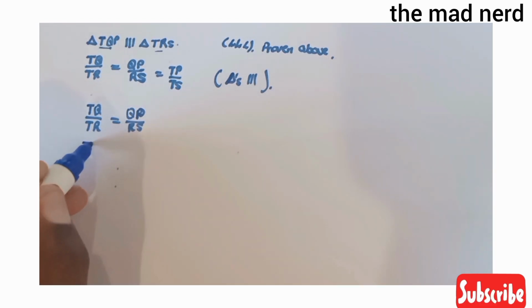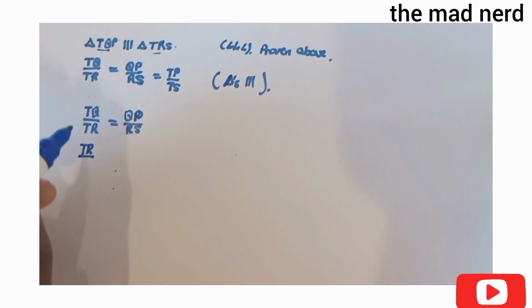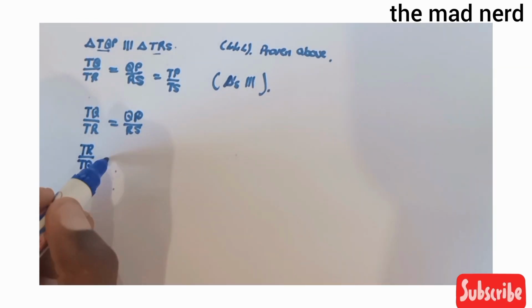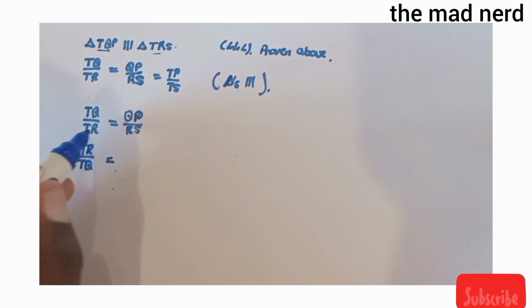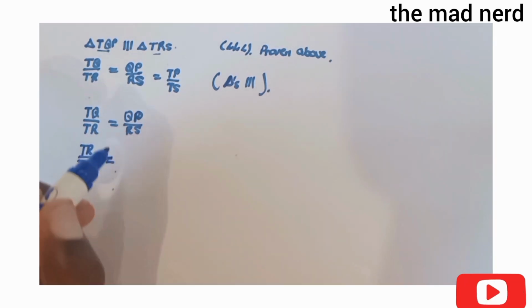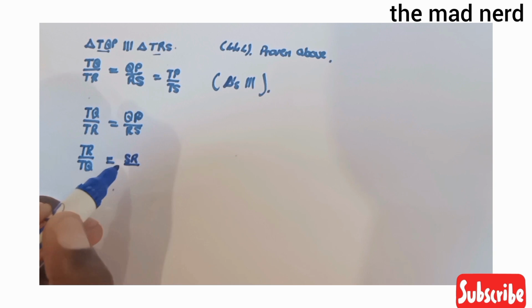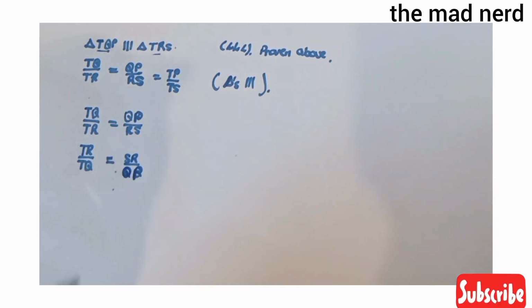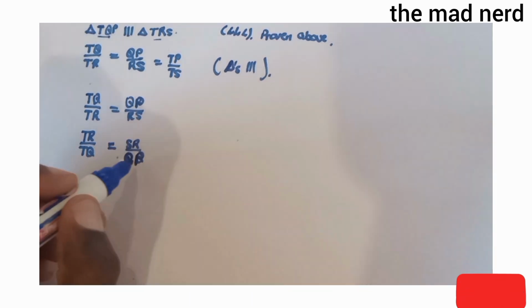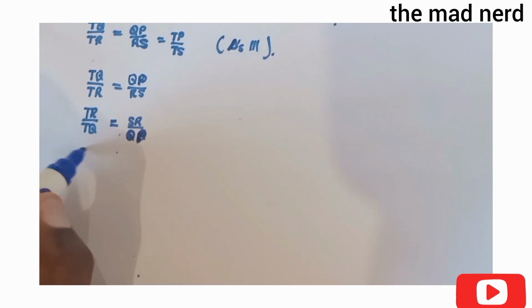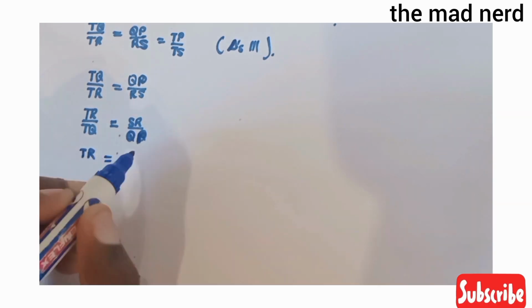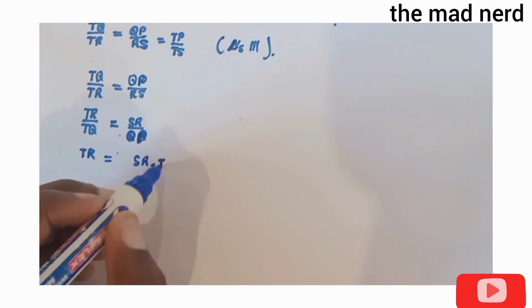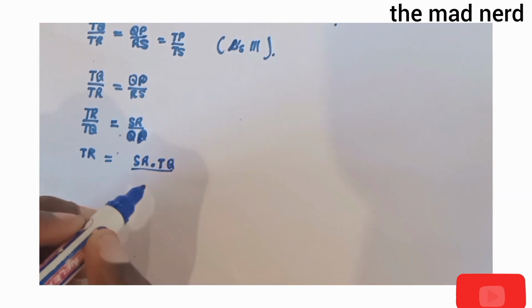So now what we can just do is like this. TR over TQ is equal to RS over QP. Everything that is on the denominator, we make it a numerator now. So we have SR over QP. I'm sorry, it's QP over here, not QR. So now make this one the subject of the formula, and we have TR equals SR times TQ over QP.